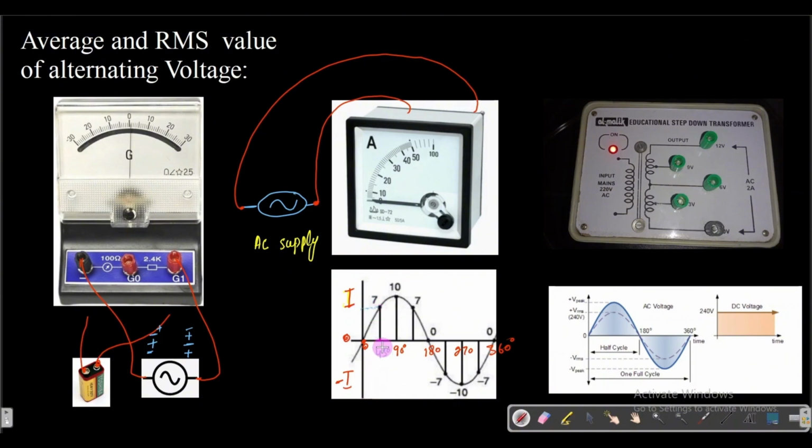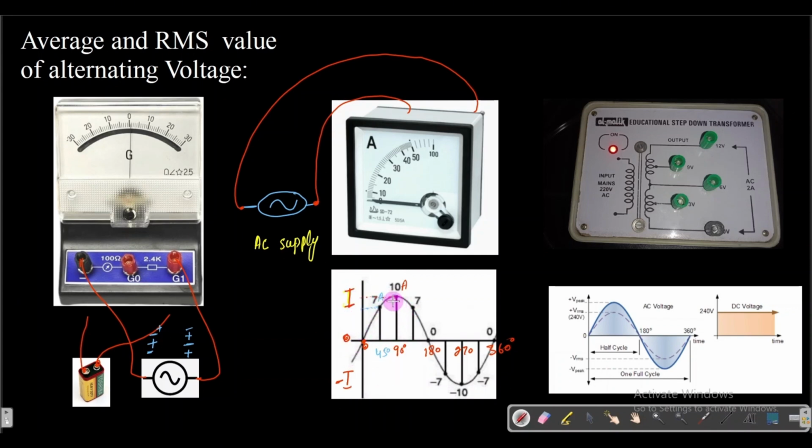At this instant, at 45 degrees, we have an alternating current of about 7 amperes. And here at 90 degrees we have the instantaneous alternating current, which is about 10 amperes, and it is the peak and maximum value of the current on the positive side.